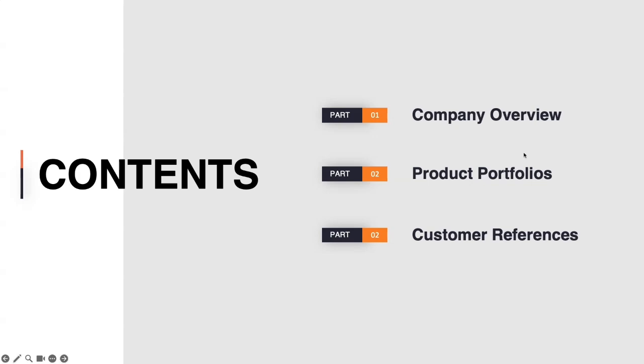In my slides, I will have mainly three parts. Firstly, about the company overview, who we are, what we do, and what our capabilities are. And secondly, I will showcase the product portfolios, which product lines we have. And then I will introduce some of our typical customer references in the market. Most of the customers are from China, but we also have global customers, which are also mentioned in these slides.